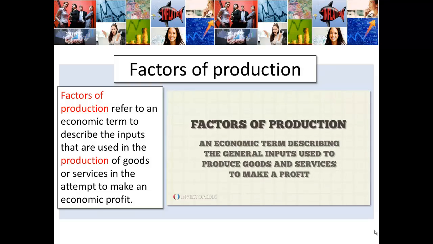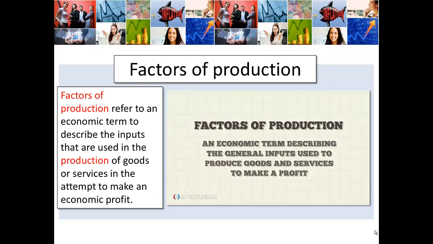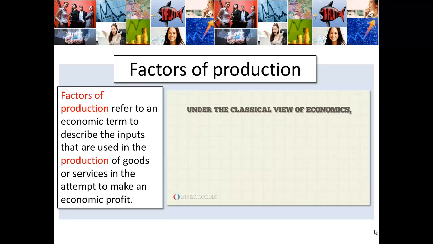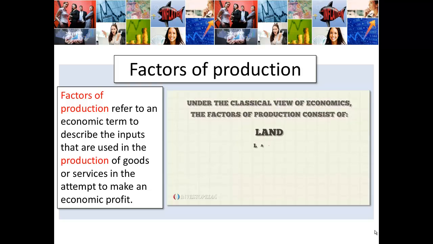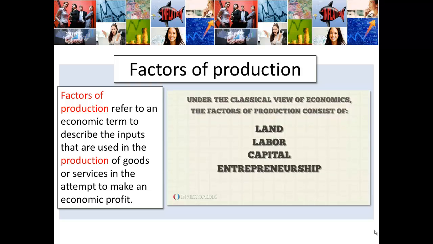Factors of production is an economic term describing the general inputs used to produce goods and services to make a profit. Under the classical view of economics, the factors of production consist of land, labor, capital, and entrepreneurship.